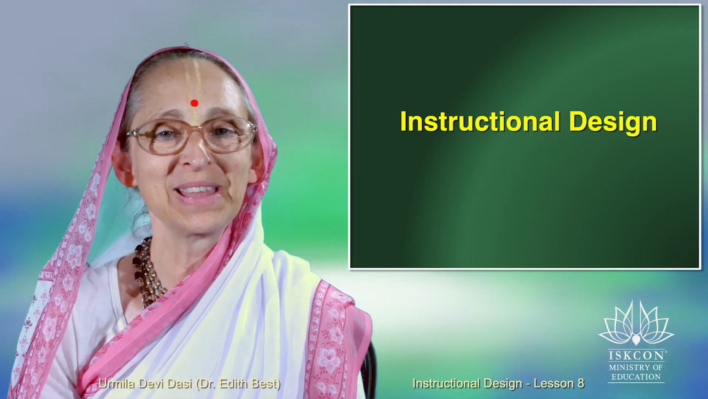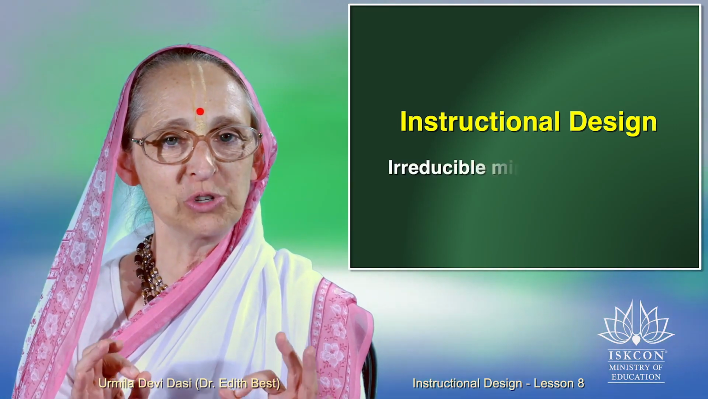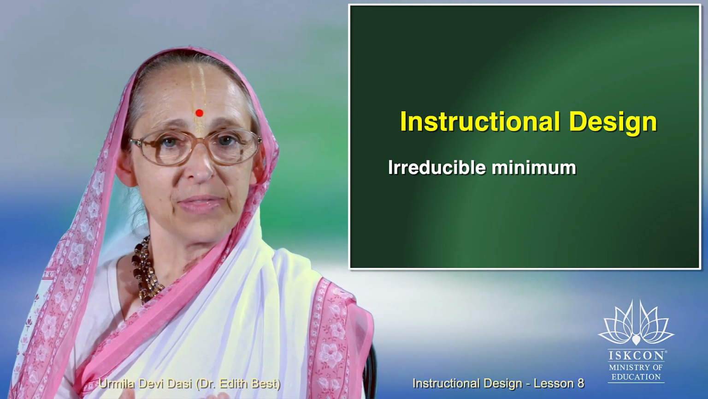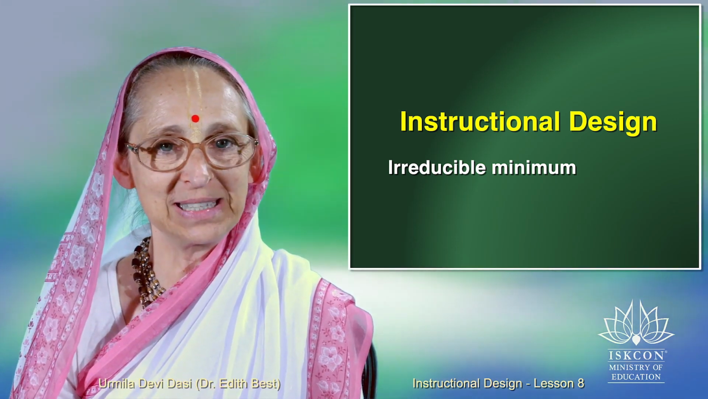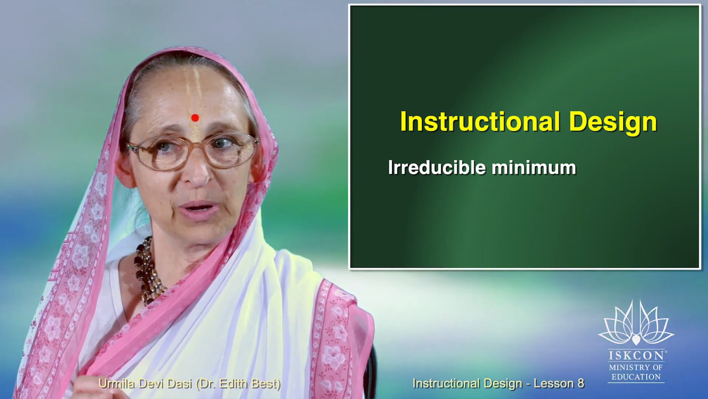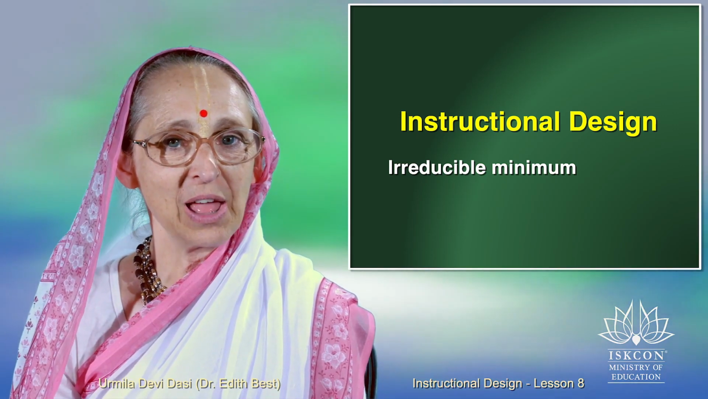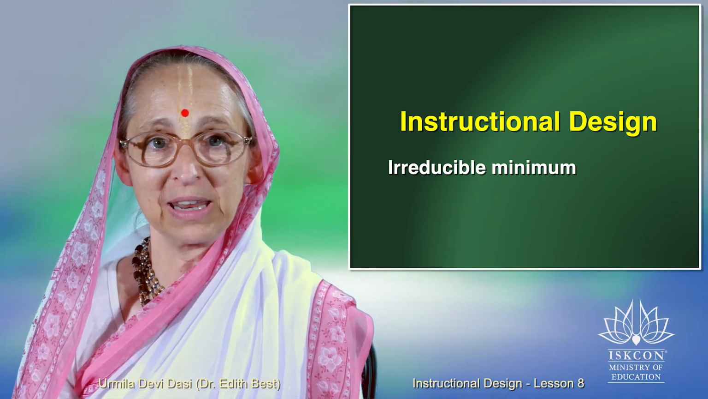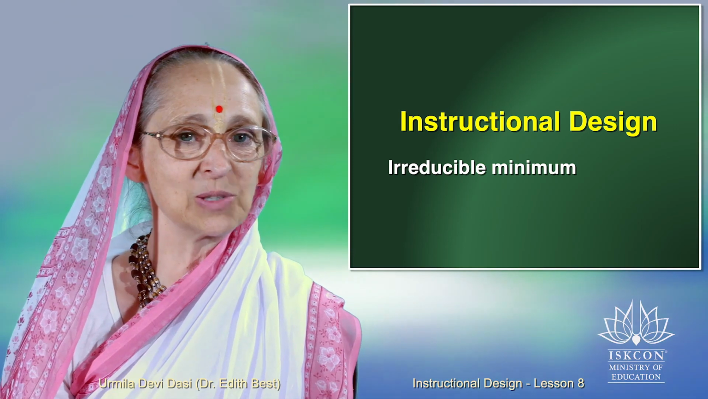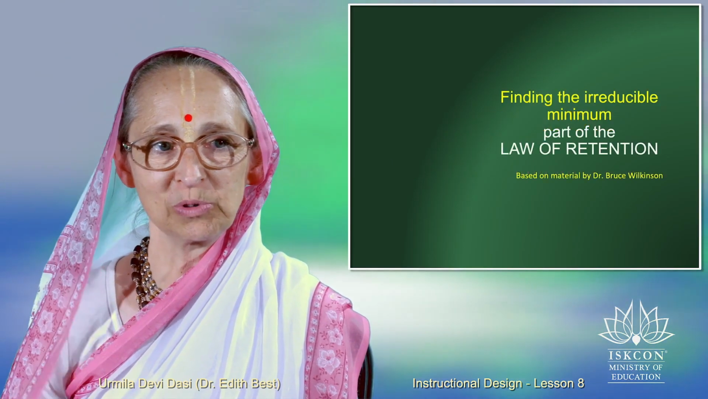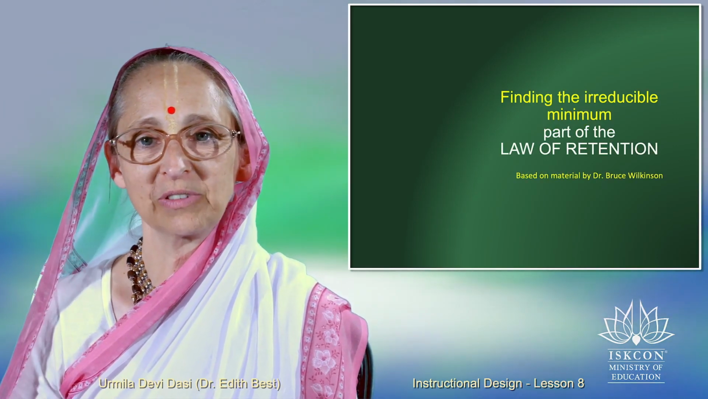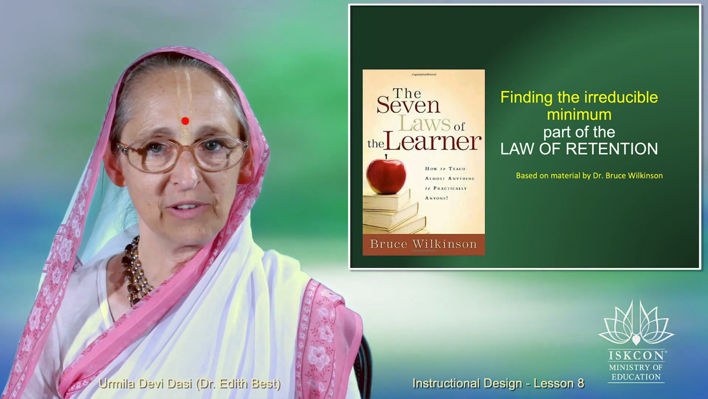Today we're going to be looking at a very effective technique to meet our aims and objectives when doing instructional design, and that is to find the irreducible minimum. What is the irreducible minimum that each and every one of our students needs to know, to do, to be in order to achieve our objective? After we figure that out, then the teacher focuses on that irreducible minimum and makes sure that every student learns it. This particular lesson is based on material from Dr. Bruce Wilkinson. It's part of what he calls the law of retention and is part of a course and a book called The 7 Laws of the Learner.